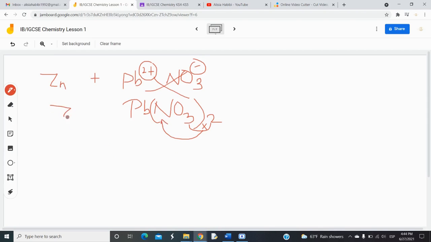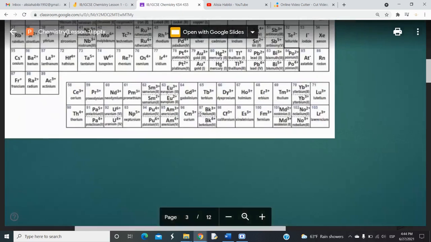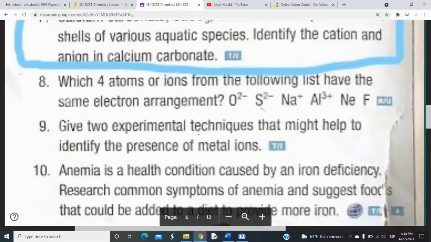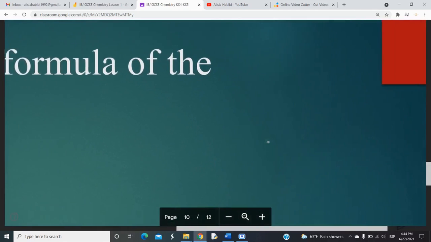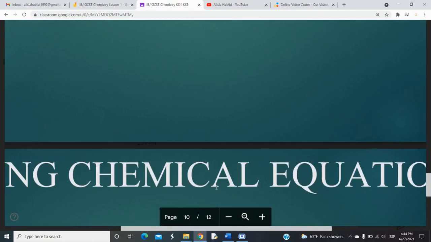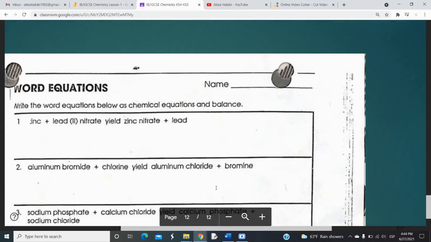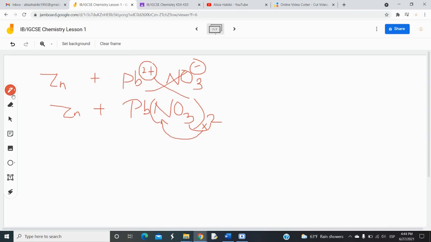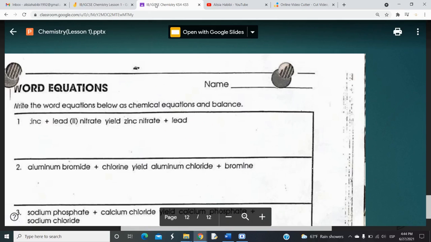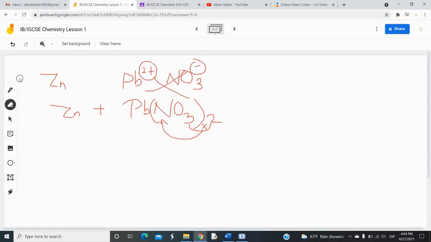So now let's react this again with zinc, since we've now derived the formula. This is lead(II) nitrate. So let's get back to the question. It says that it's supposed to yield zinc nitrate and lead. So we already have done this. This word yield, because it says zinc reacting with lead(II) nitrate, and it yields zinc nitrate.